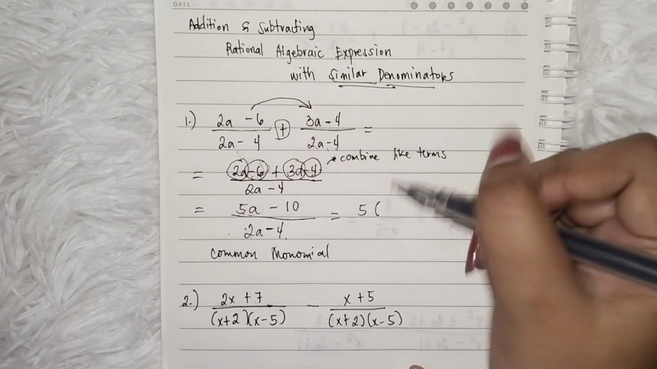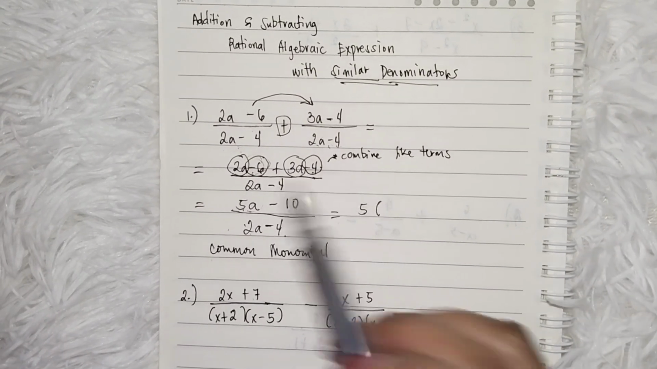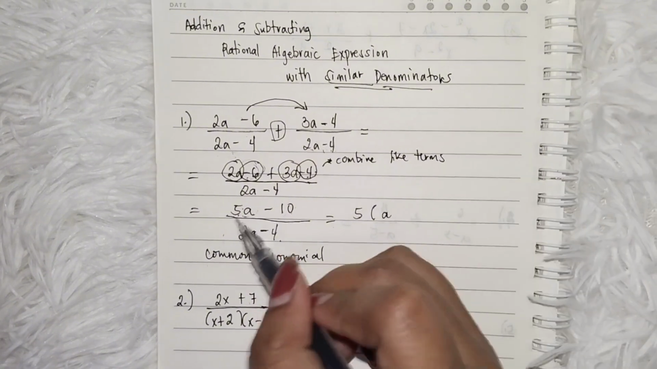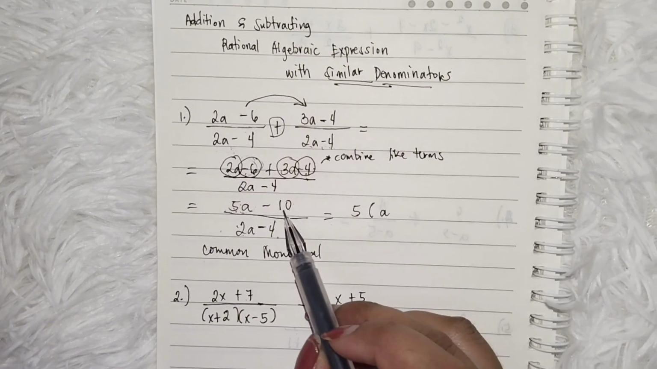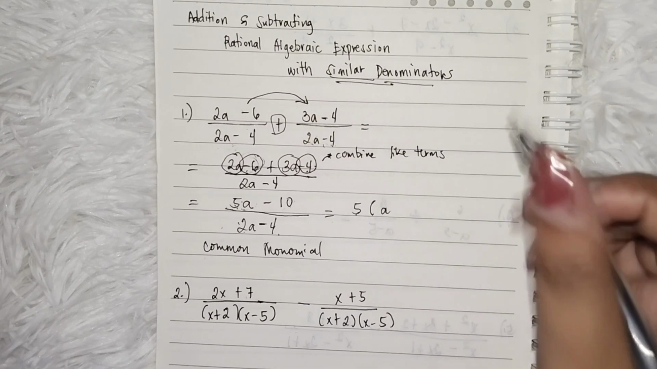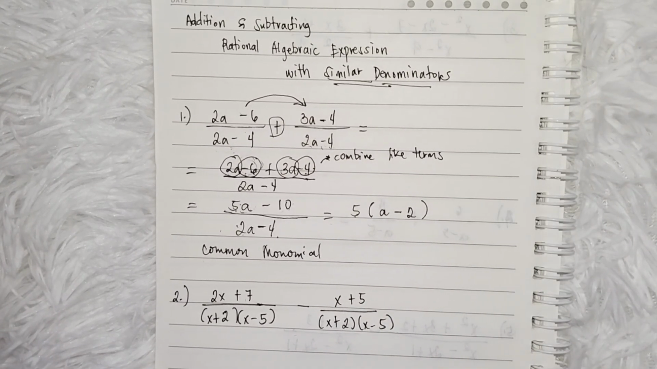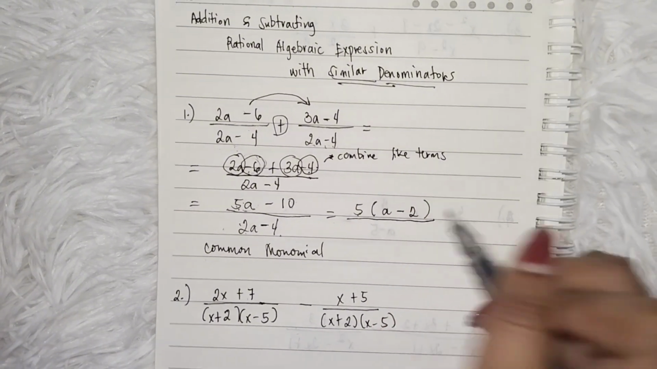Okay, so 5 times, eto, divide nyo lang. 5a divided by 5, of course, a na lang yung may iwan kasi makakancel yan. And then, negative 10 divided by 5, that's negative 2. There you go. So, that's 5 over a minus 2 over.